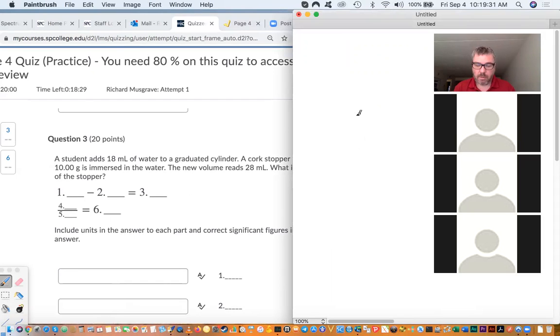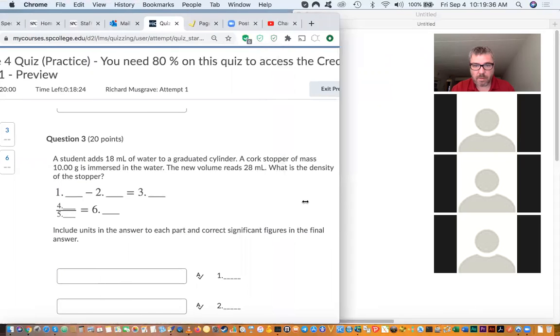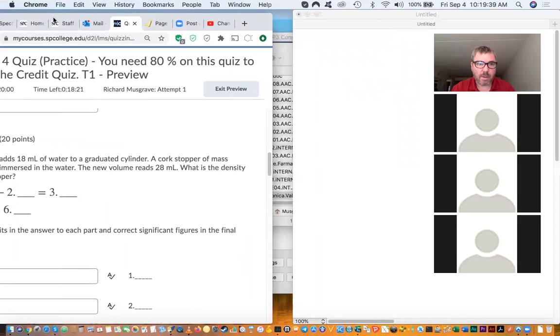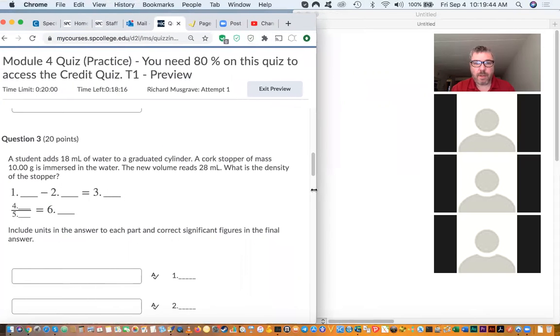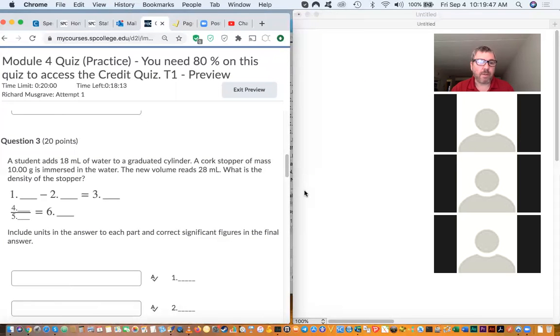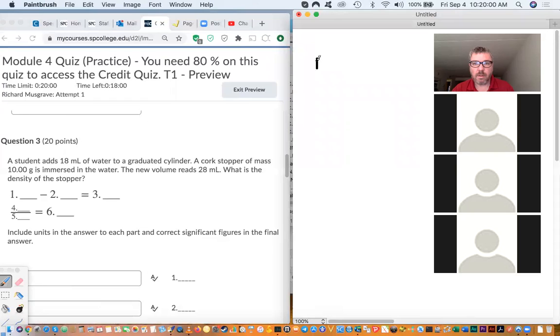So let's look at this one. Let me move this back here. A student adds 18 mL of water to a graduated cylinder with a cork stopper of mass 10.00 grams. The new volume reads 28 mL. What was the density of the stopper? So we need 2 things here. We've got density equals mass over volume.